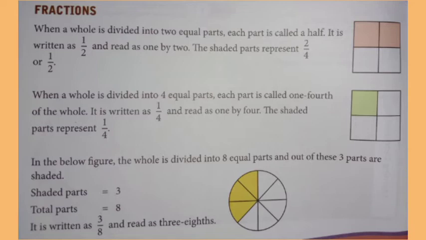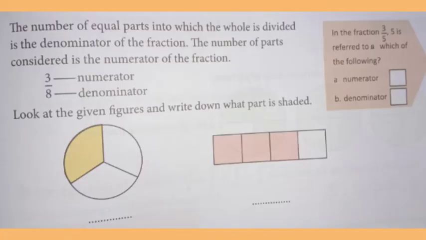In the below figure, the whole is divided into 8 equal parts and out of these 3 parts are shaded. Shaded parts is equal to 3, total parts is equal to 8. It is written as 3/8 and read as 3 by 8. The number of equal parts into which the whole is divided is the denominator of the fraction. The number of parts considered is the numerator of the fraction. In 3/8, 3 is the numerator and 8 is the denominator.